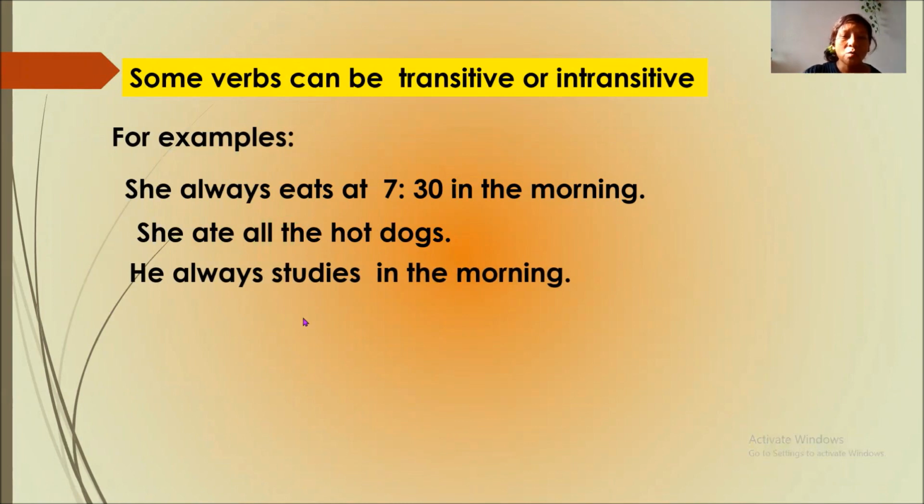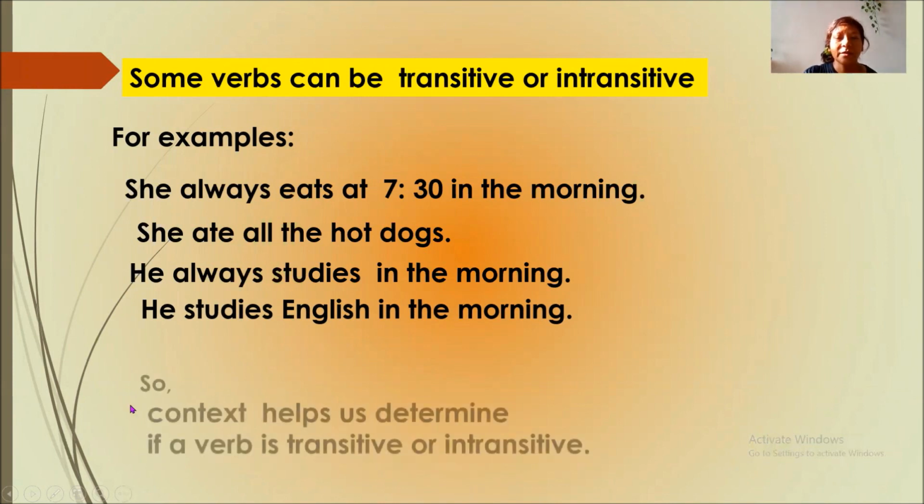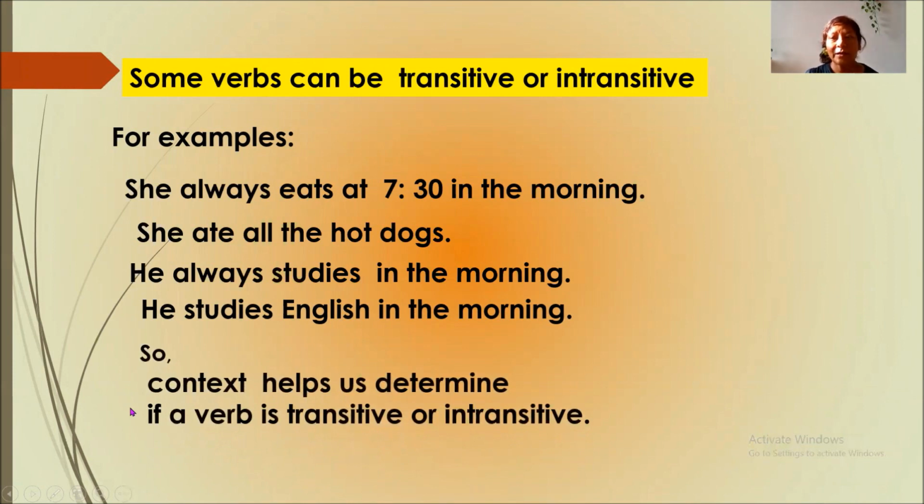Let's see another sentence. "He always studies in the morning." Is study transitive or intransitive? Intransitive. Why? In the morning. There is no object. Okay. Here, "he studies English in the morning." So, what does he study in the morning? English. English is the object. So, this is transitive, right? So, how to find out transitive or intransitive? Context helps us determine if a verb is transitive or intransitive. According to the context, according to the situation, we can find what is a transitive verb and what is an intransitive verb.